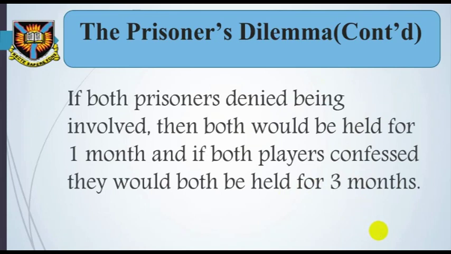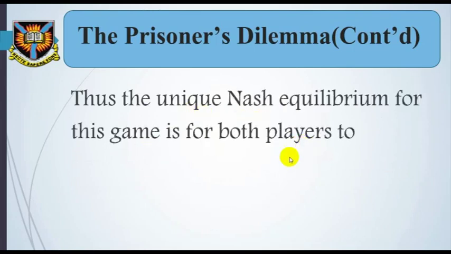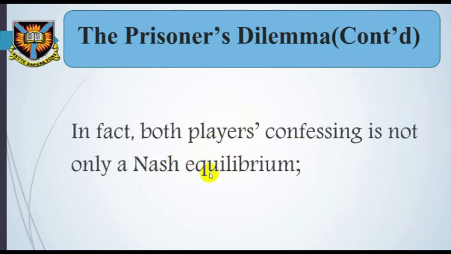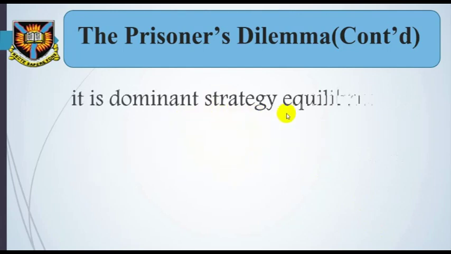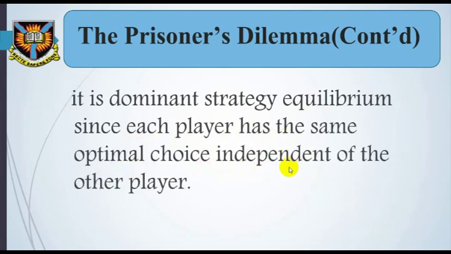Thus, the unique Nash equilibrium for this game is for both players to confess. In fact, both players confessing is not only a Nash equilibrium, it is a dominant strategy equilibrium, since each player has the same optimal choice independent of the other player.